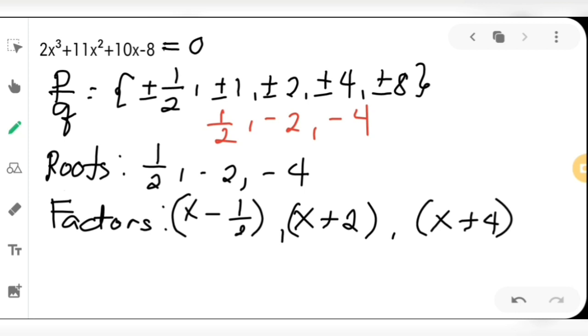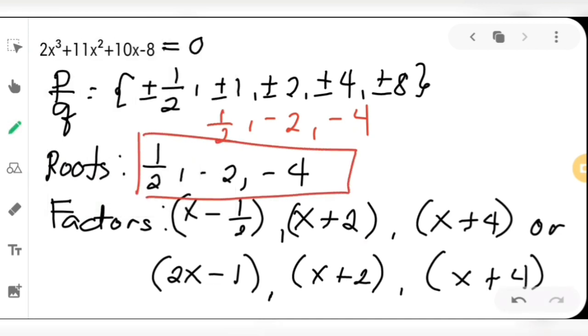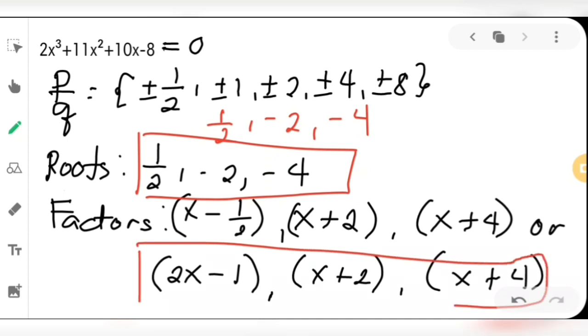Now, x minus 1/2 can be written as 2x minus 1. Just make the denominator of your quotient as the leading coefficient. And then we have x plus 2 and x plus 4. So these are the roots of the polynomial equation, and these are the factors.